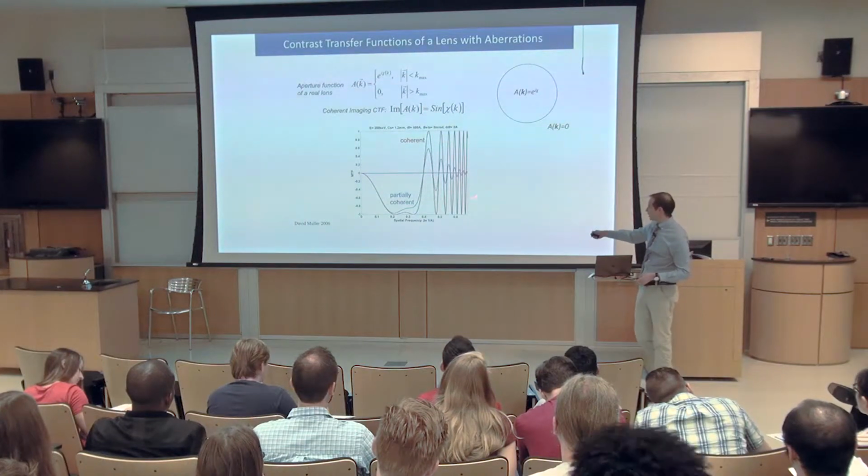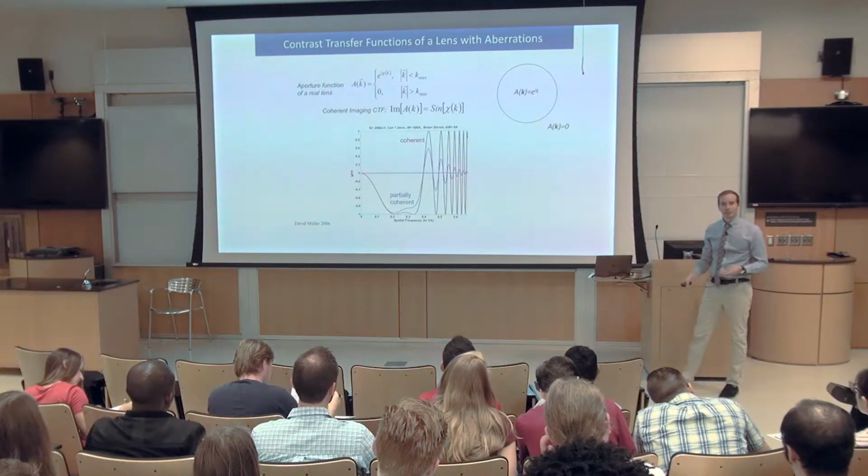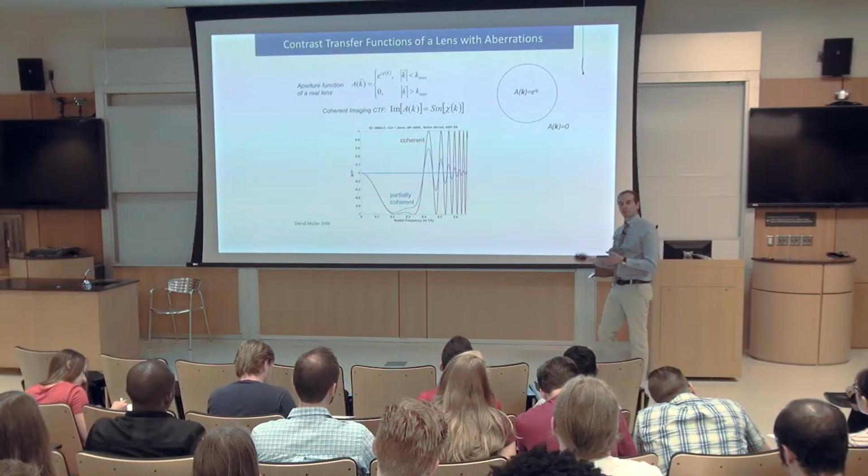In actual microscopes, a lot of this higher frequency is damped by partial coherence. So you don't have perfect illumination, you have chromatic aberrations.